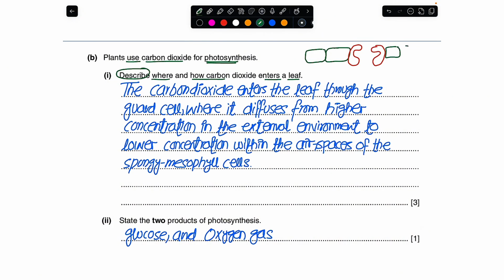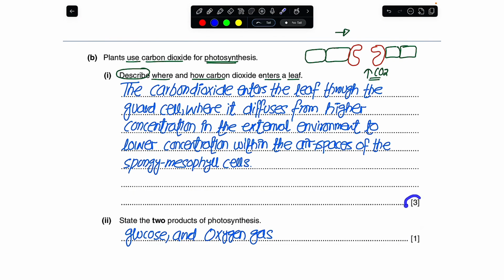If I were to simply tell you, in the external environment we have carbon dioxide gas, but compared to the air spaces that we have inside, the concentration of CO2 here would be higher. So where this enters a leaf, we would say in between the guard cells or through the stomata. And how it enters, this would simply diffuse from the higher concentration here to the lower concentration that we have in the air spaces that exist within the spongy mesophyll cells.